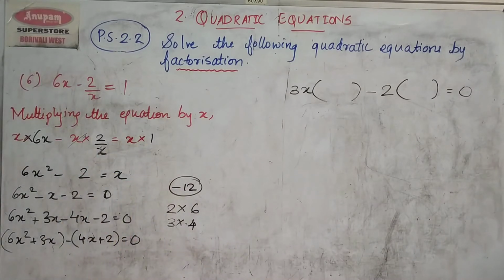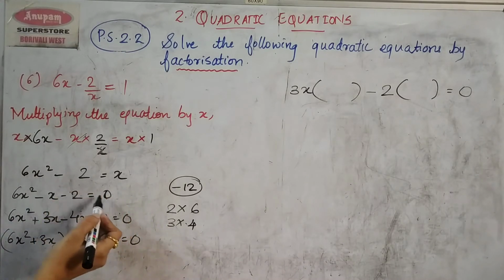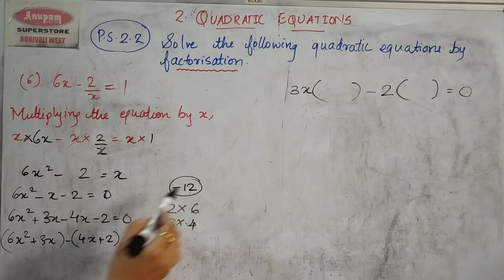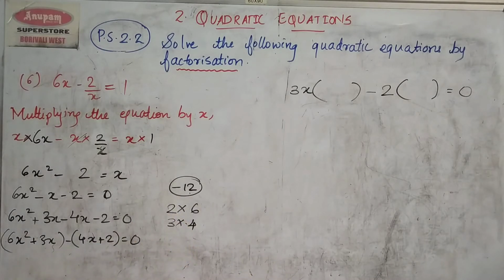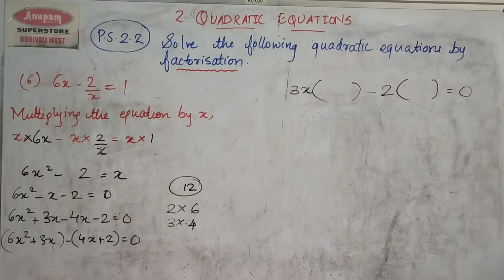We'll arrange this in the standard form. So 6x square, this will be minus x, and minus 2 is equal to 0. We'll multiply the first and the third number. So 6 2's will be 12, which I have written here now. I also need to know how am I going to split this middle term.